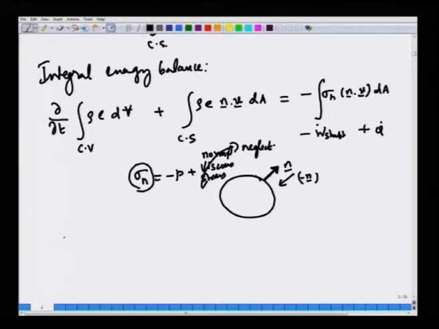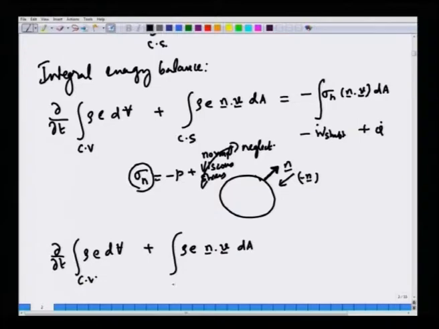So, we get the following expression: d dt of integral of rho e dV over the CV, plus integral of rho e n dot V dA over the CS, is equal to minus W dot shaft plus Q dot plus integral of P n dot V dA.